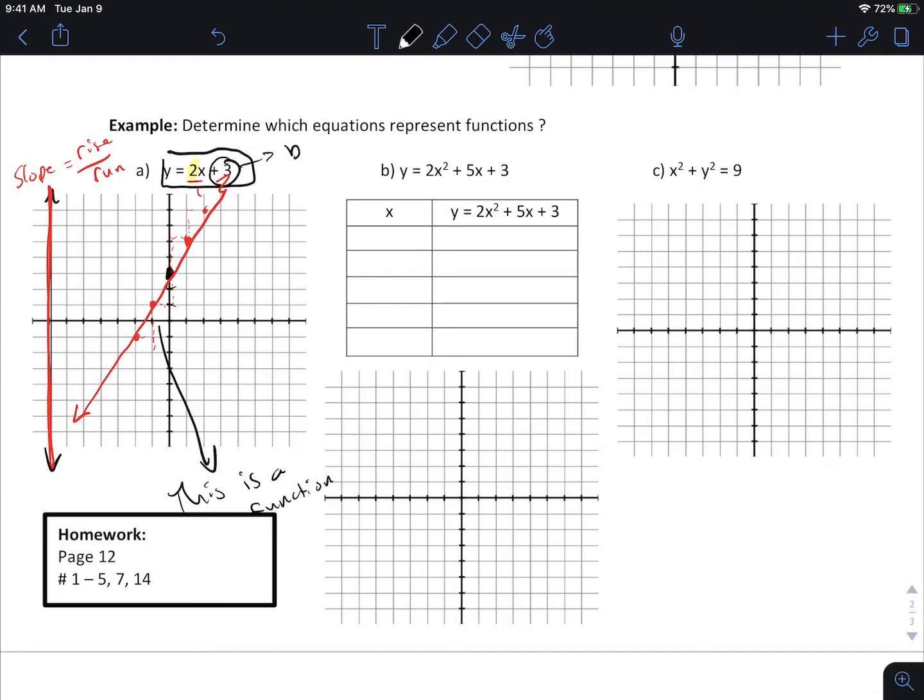And you can come to the conclusion that every time you see an equation that looks like this, where it's y equals mx plus b, that's a function. Okay, the lines are functions unless they're vertical. Do we know what the equation for a vertical line looks like?